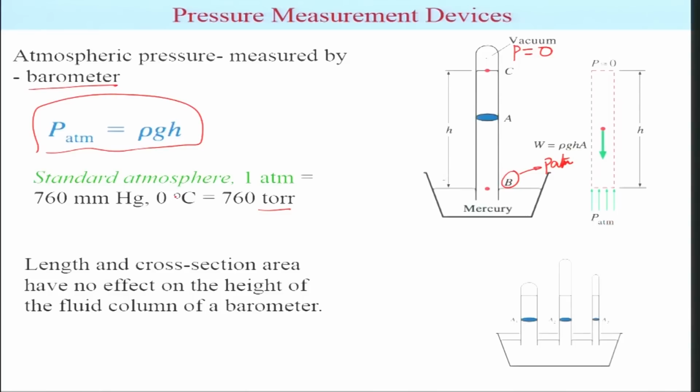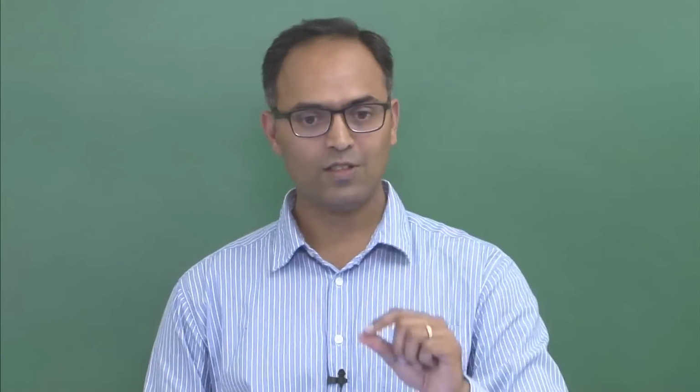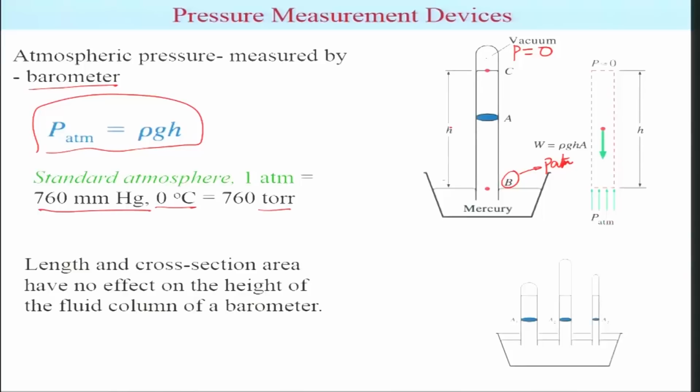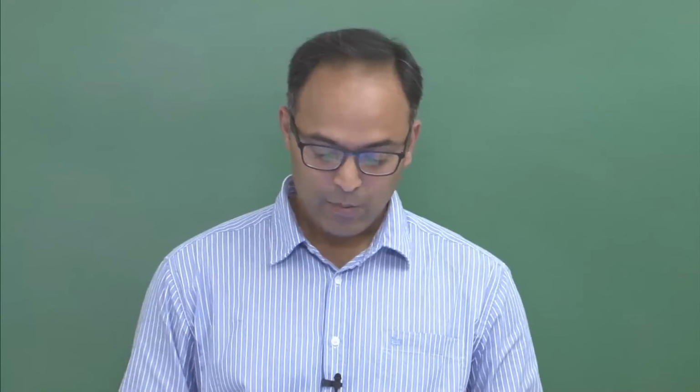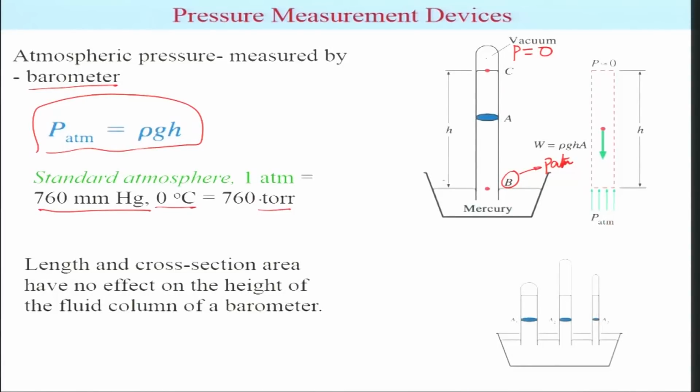So standard atmosphere is 760 mm Hg at 0 degrees Celsius. So 760 mm Hg is 1 atmosphere, and the reason for that is at 1 atmosphere 760 mm of Hg is raised. That means h is basically 760 mm. But this is at 0 degrees Celsius, and this is also equivalent to 760 torr, and torr is basically named after the Italian scientist, Torricelli. So let me just write it. So this is named after the Italian scientist.